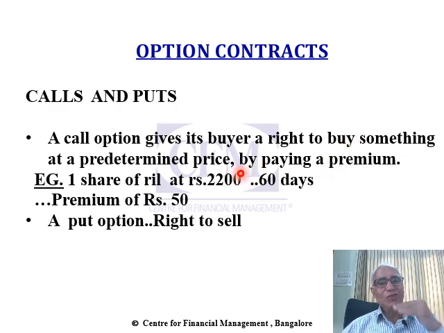For example, you may enjoy a call option which entitles you to buy one share of Reliance Industries Limited at rupees 2,200 over the next 60 days. In order to enjoy this right, you have to pay a premium, and the premium as determined by market forces may be rupees 50. A put option gives its holder the right to sell. Just the way the buyer of a call option has to pay a premium, the buyer or holder of a put option also has to pay premium.